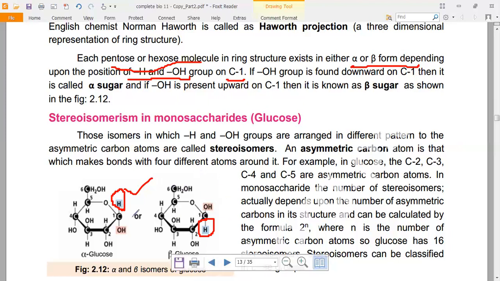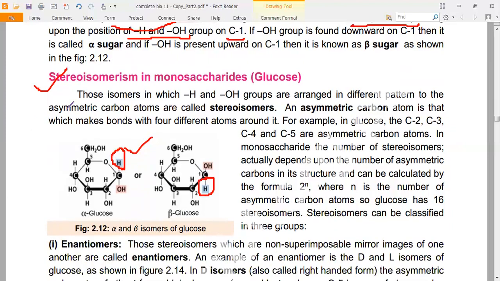So we can say these are isomers of one another, because they only have some changes in orientation, but the formula is completely the same. That is called isomers. Now we are going to see stereoisomers in monosaccharides.